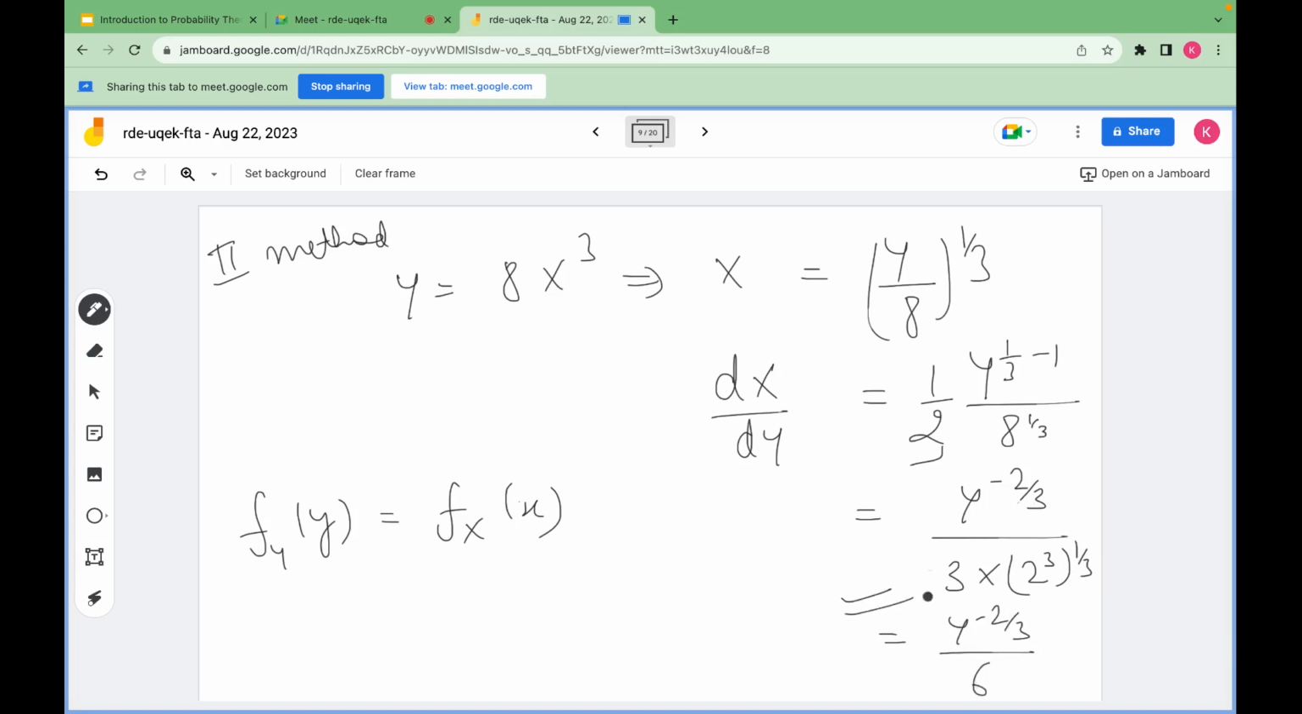Now fy is nothing but the probability density function of x multiplied by dx by dy. This is from the property I discussed earlier. Now fx is 2x.